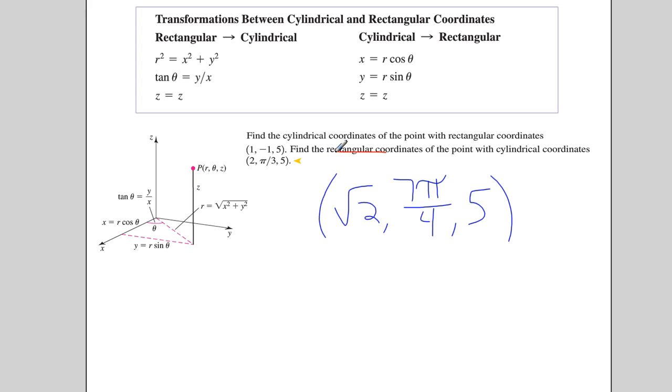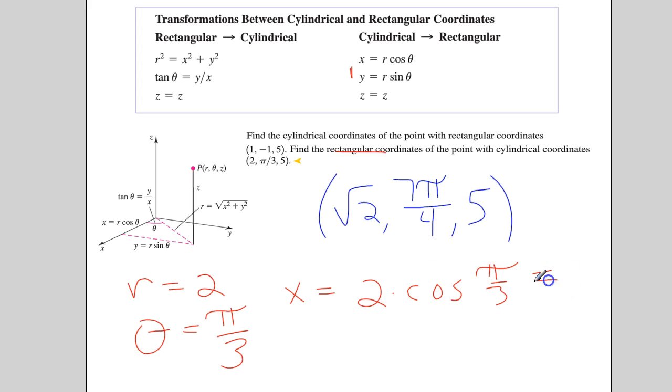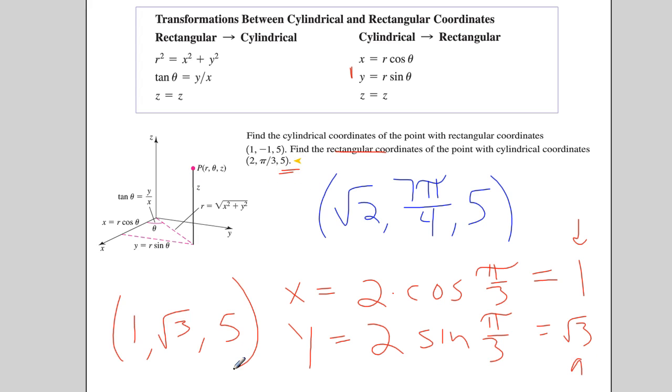Alright, and then the second part wants us to go the other way, to find the rectangular coordinates if these are the cylindrical coordinates. So r equals 2, x equals r cosine theta, so that's 2 times the cosine of pi over 3, which is a half. So 2 times a half is 1. And then y equals 2 times the sine of pi over 3, so that'll be the square root of 3. So we've got x, y, and then z is still the same z. Really the only difference between this and polar coordinates is that there's this third coordinate in both cases, and that's what makes it a cylindrical coordinate.